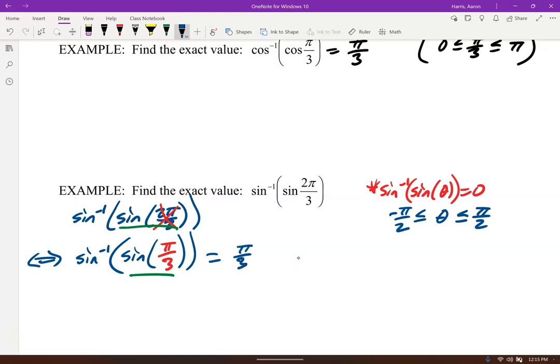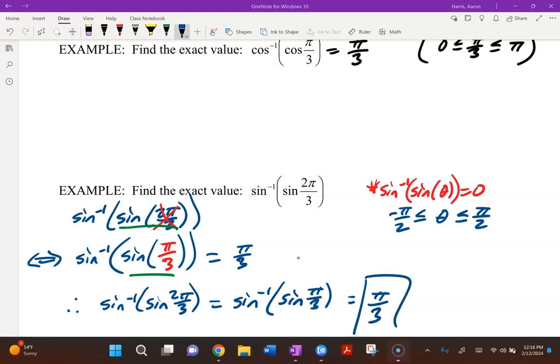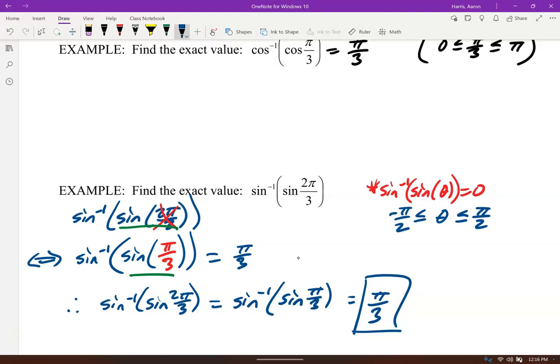So it's pi thirds. Therefore, the arc sine of the sine of 2 pi thirds is the same as the arc sine of the sine of pi thirds, which is pi thirds. So our answer is pi thirds, not 2 pi thirds. I know that's very easy to mix up. Let's do another one that's similar to that, that has a caveat, if you will.